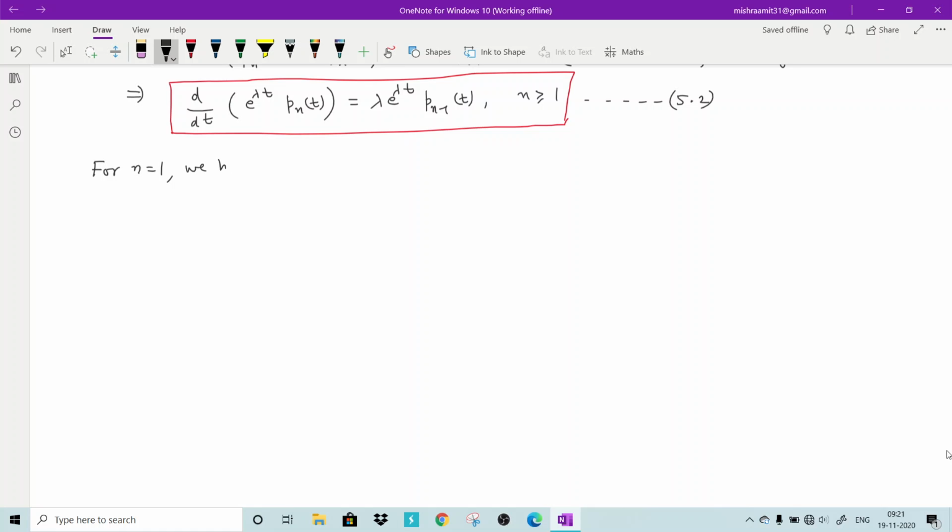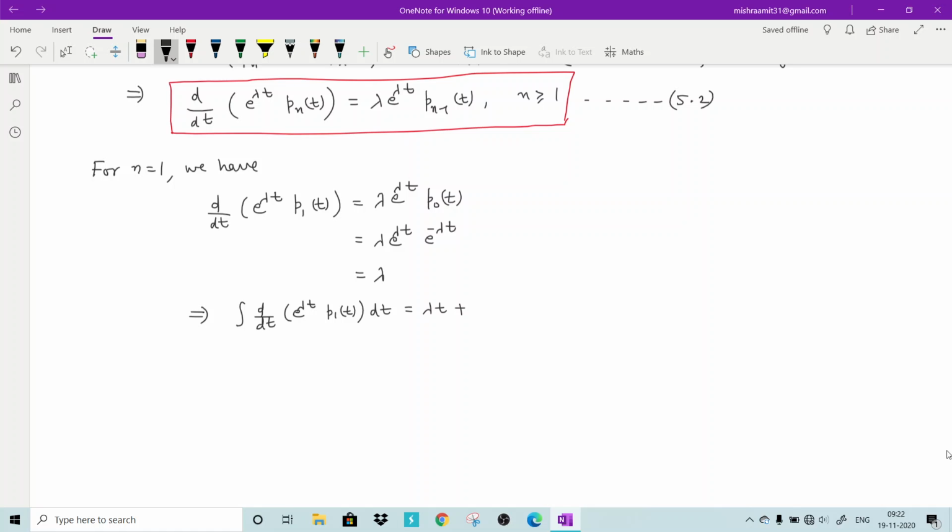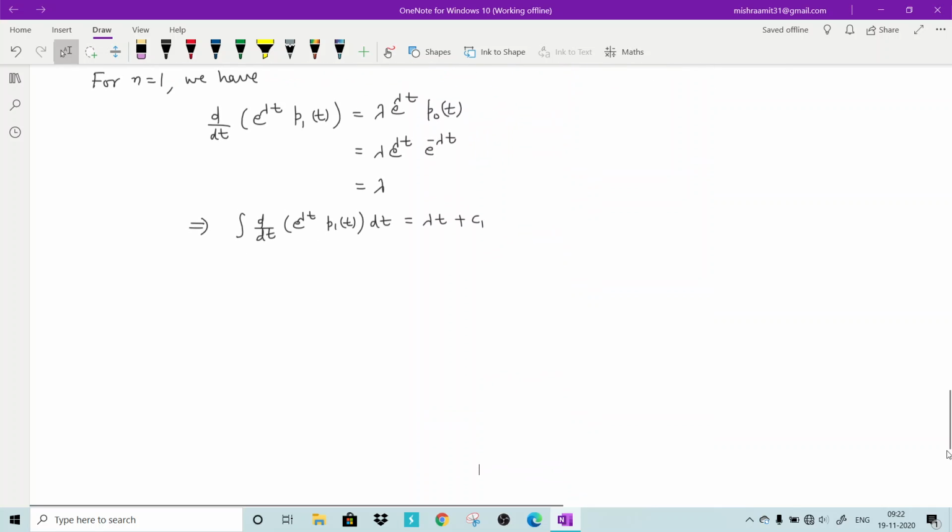For n is equal to 1, we have d/dt of e to the power lambda t P1(t) is equal to lambda e to the power lambda t P0(t), which is nothing but lambda e to the power lambda t times P0(t). What is P0(t)? You remember that was e to the power minus lambda t. So, we are getting just lambda. So, if we integrate on both the sides, we are getting the integral of d/dt of e to the power lambda t P1(t) dt is equal to lambda t plus some constant. So e to the power lambda t P1(t) is equal to lambda t plus some constant c1.